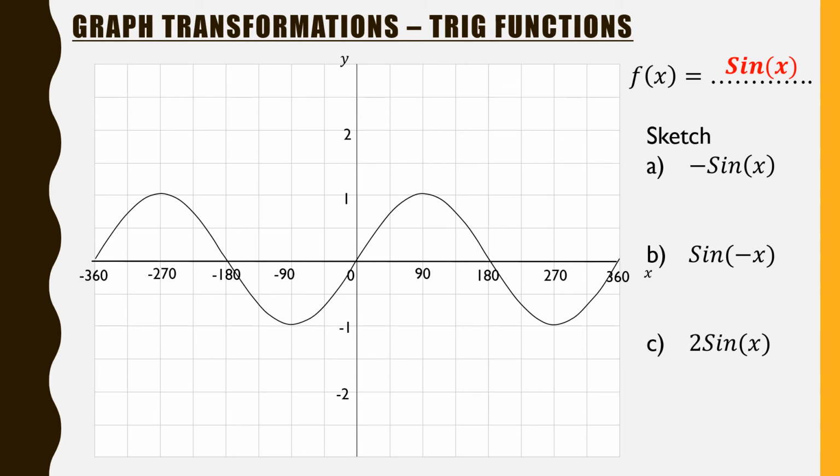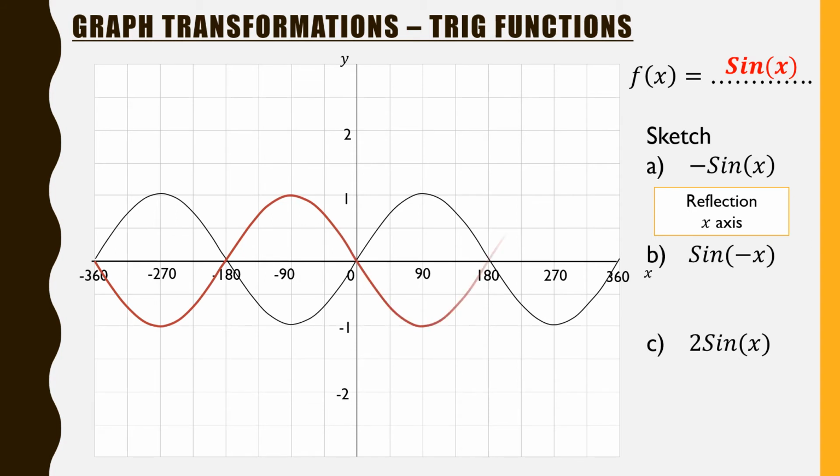Now, minus sine x, if we look back at our notes, what we've made so far, the minus means that we are reflecting this in the x-axis. So I'm just going to flip it over like that, and that would be my answer for the first one. For B, I've got a negative inside my bracket, which means that we are reflecting in the y-axis. So after we reflect it in the y-axis, it would look very similar.